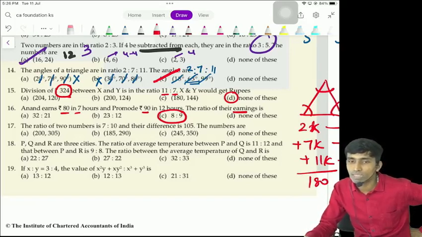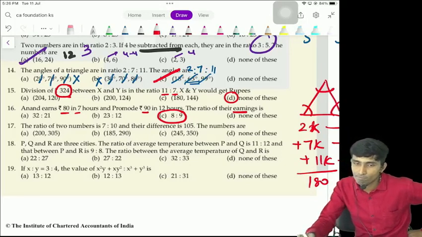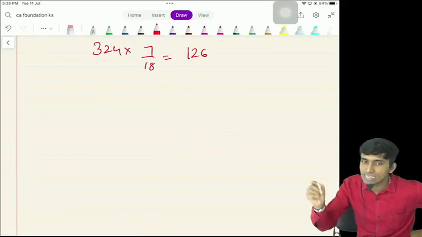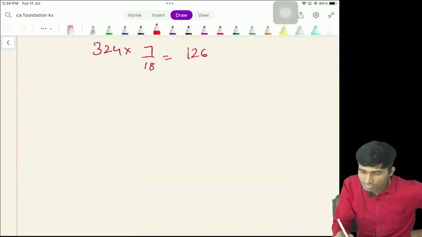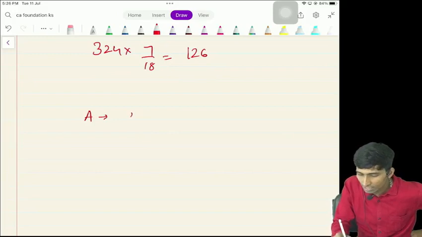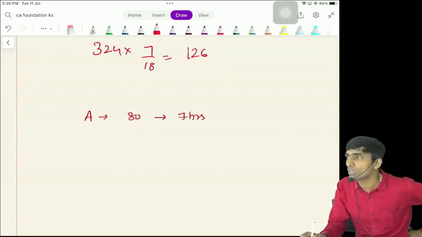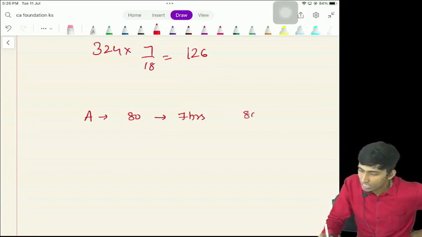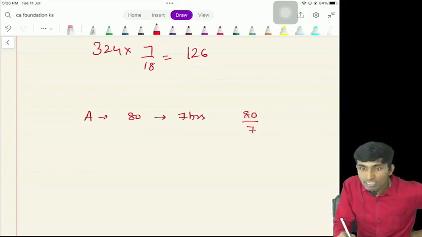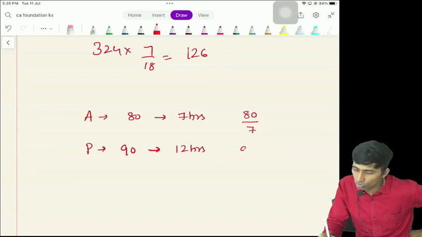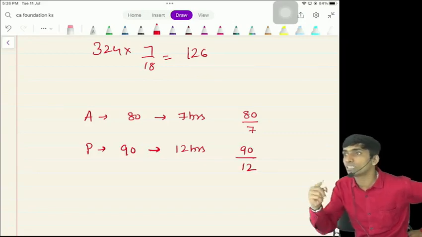Now one more thing. Listen. Those who don't know, please listen. 80 rupees he is earning, correct? Anand is earning 80 in how many hours? 7 hours. If I want per hour earning, what should I do? 80 by 7. Another one is who? Pramod. Pramod is earning 90 in how many hours? 12 hours. If per hour earning I want, what should I do? 90 divided by 12. I want the ratio, na?